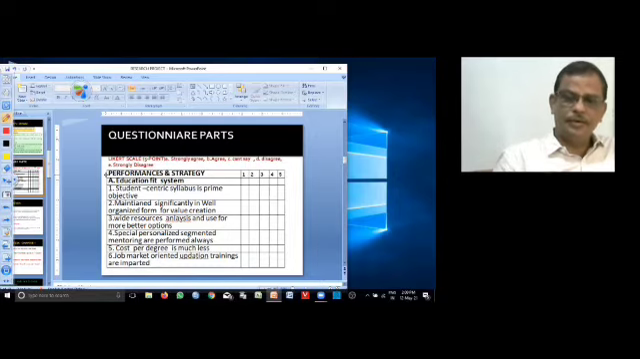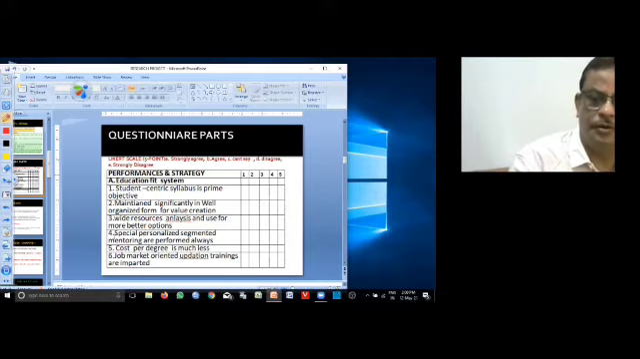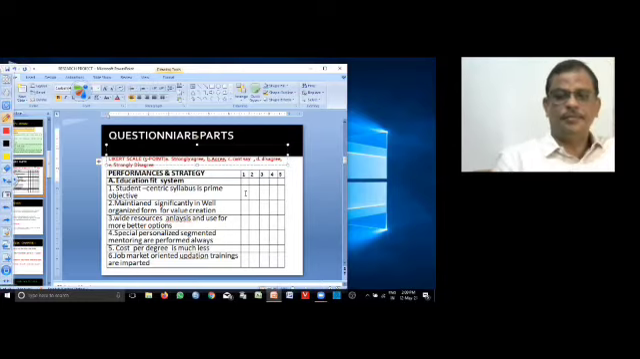And you have to set your question set like this. Suppose performance and strategy of an education system. I have set 6 questions here. The 6 questions will be asked on the scale of 1, 2, 3, 4, 5, where 5 is strongly disagree and 1 is strongly agree. Accordingly, you have to word them. 1 means the respondent has responded strongly agree on that question. This is the pattern of the questionnaire you have to prepare.